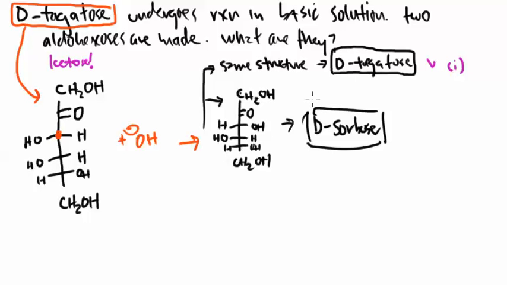That is another one of our options, right? So this is okay. This is true. That can work. However, D-sorbose, just like D-tagatose, these are ketoses because there's a ketone group here, right? So that's again not what the question wants. The question says what two aldohexoses are made.